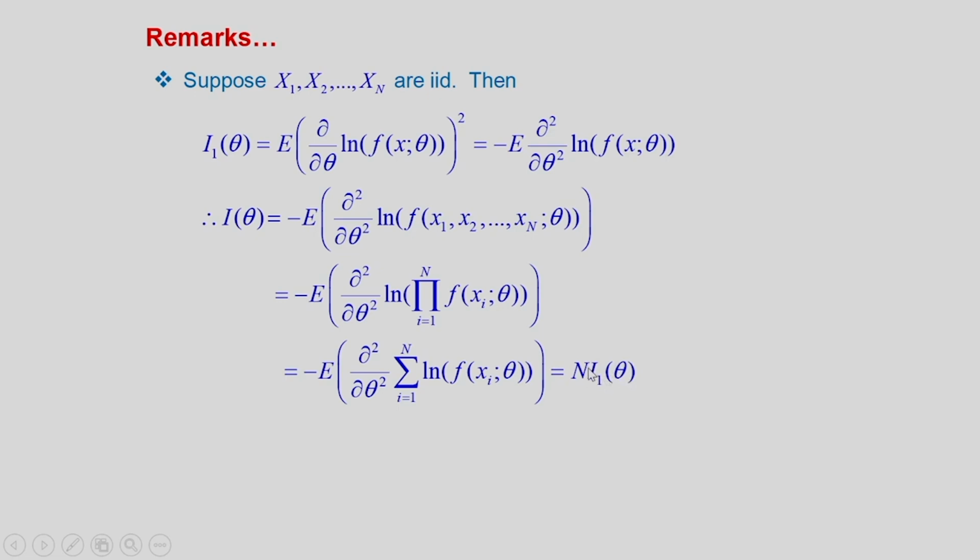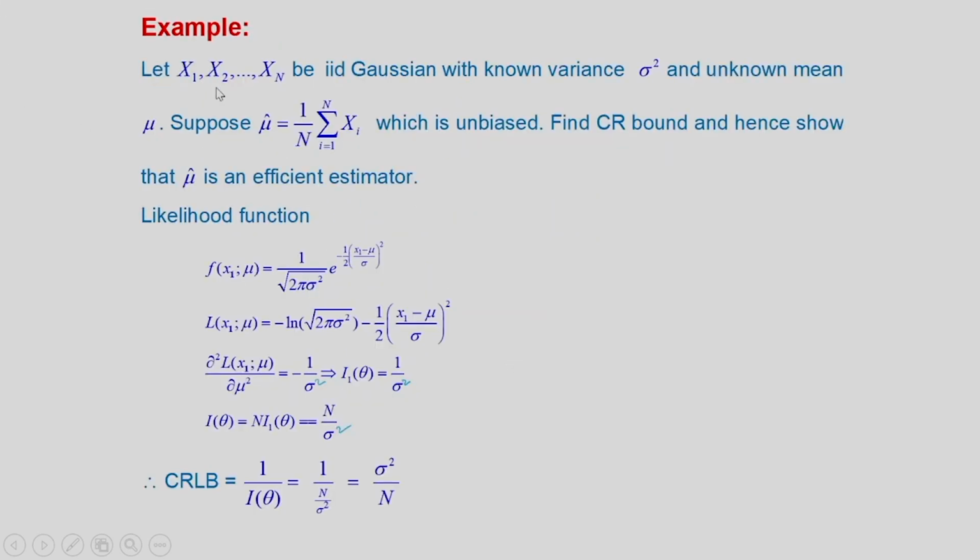So that is the result for the IID case. Otherwise, if only independent, then we have to add all the information. That is the additivity property of information. We will give one example.